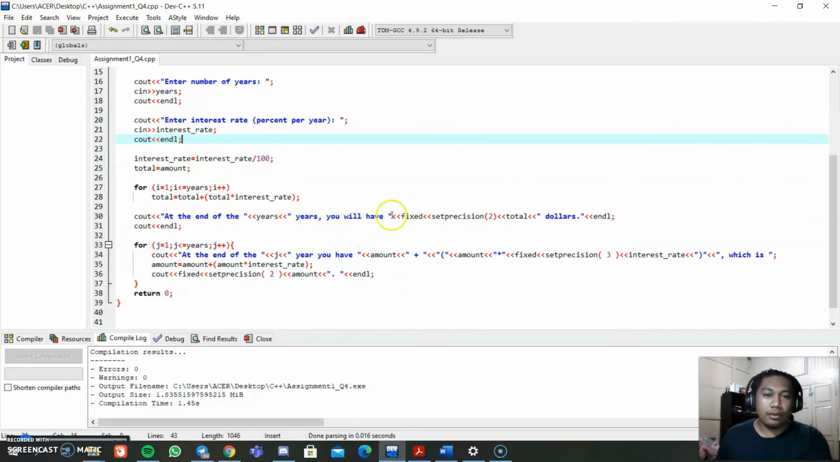I already touched one small part, which is that in this program I include fixed and set precision of 2, because it is in the form of money, so it just needs 2 decimal places. Also I set precision to 3 decimal places for the interest rate, because it can be 3 or more, but for this case I already set it to 3.